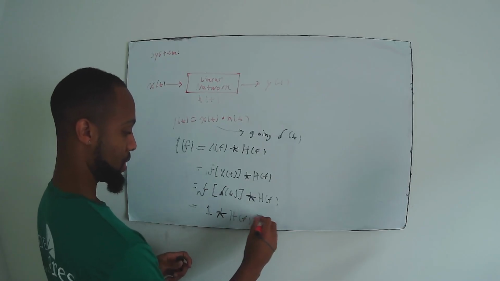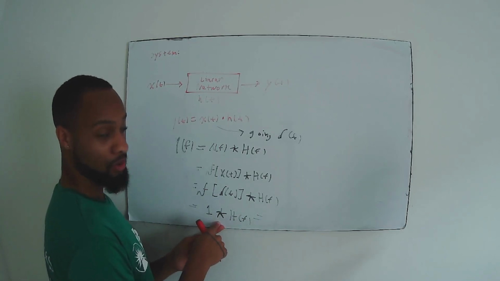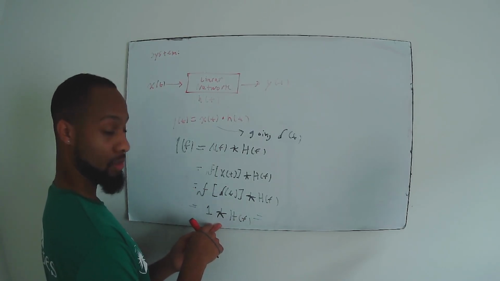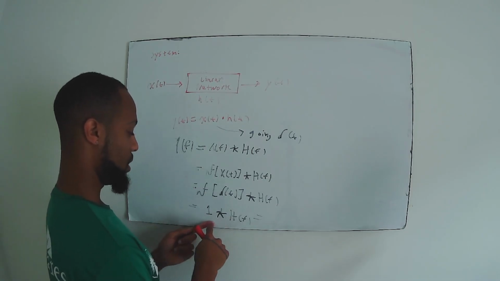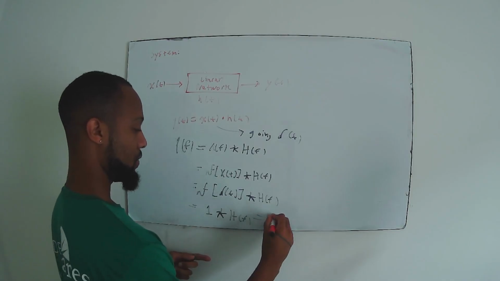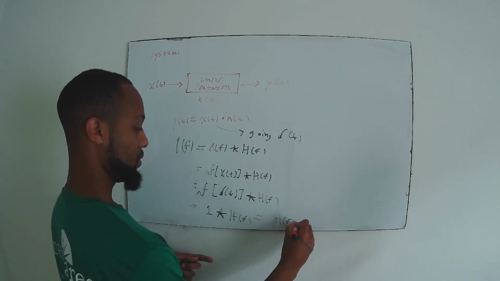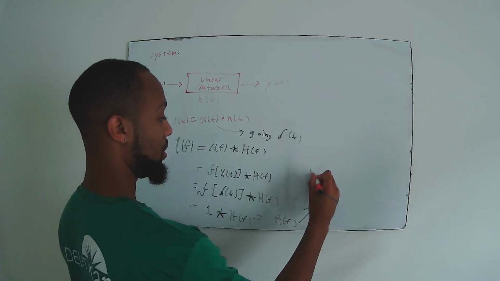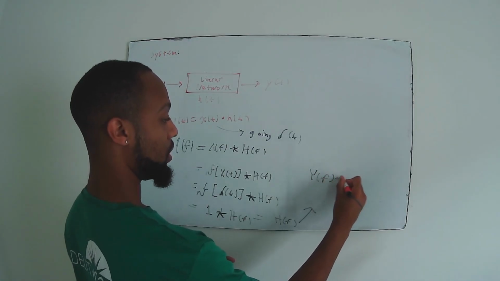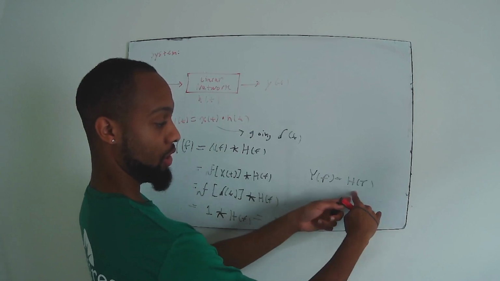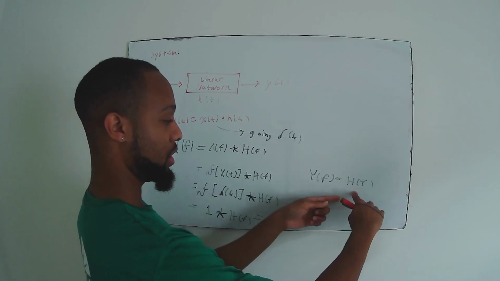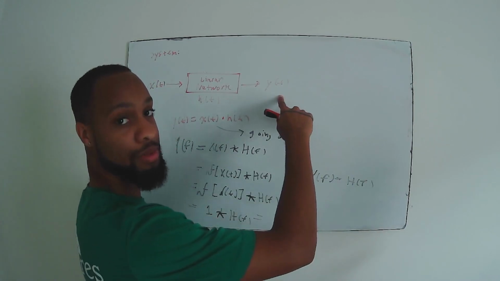Correct? That's correct. Now, anything convolved with 1 is just going to be equal to h of f. So 1 convolved with h of f is just h of f. So essentially we have y of f is equal to h of f. That means the impulse response is the inverse Fourier transform of this, because when you take the inverse Fourier transform, you get the time domain representation.